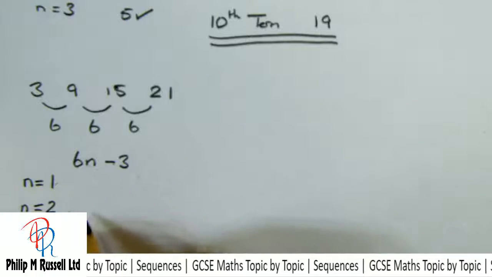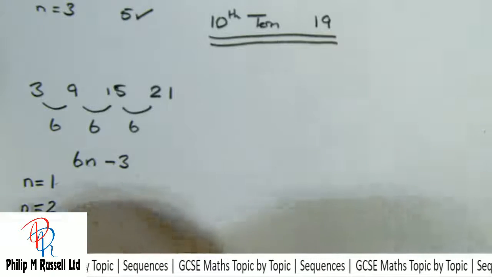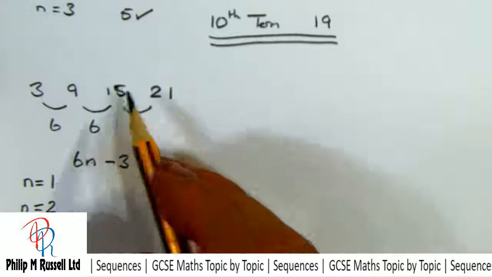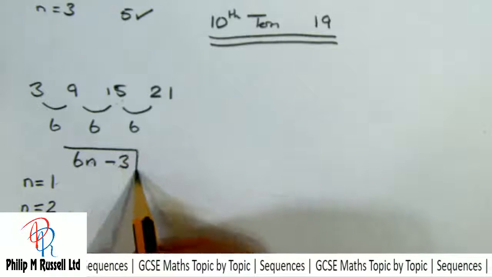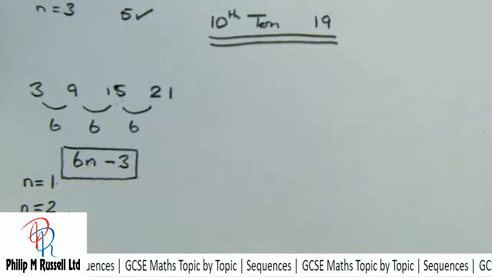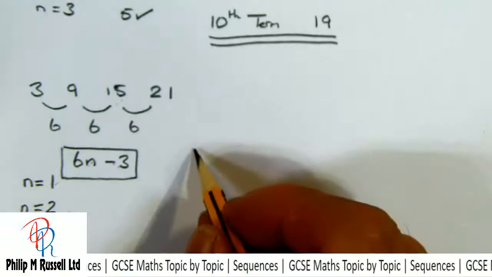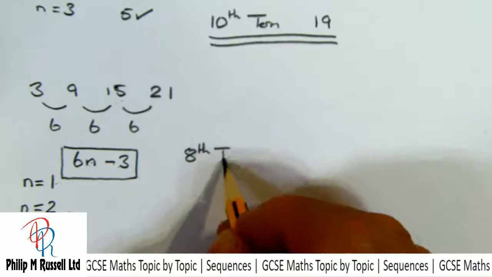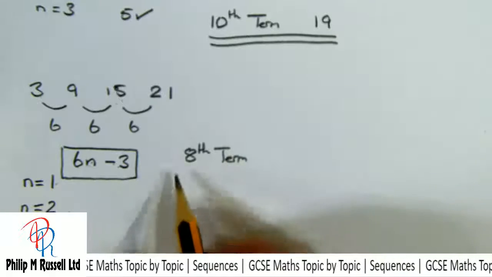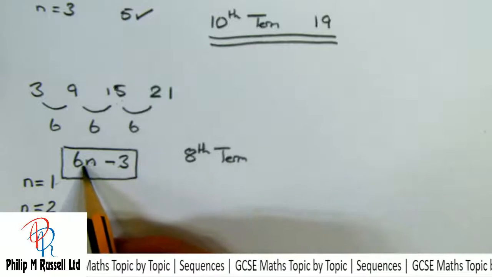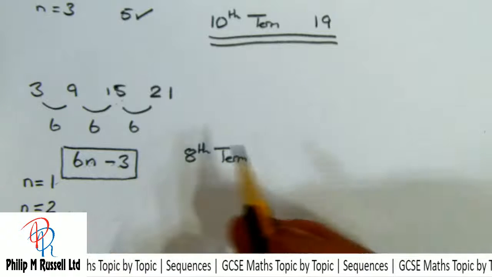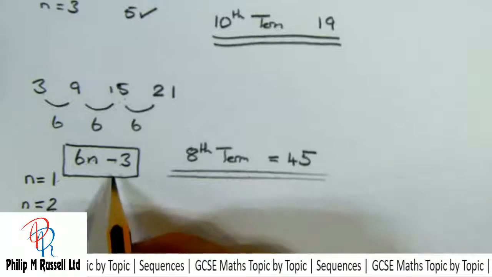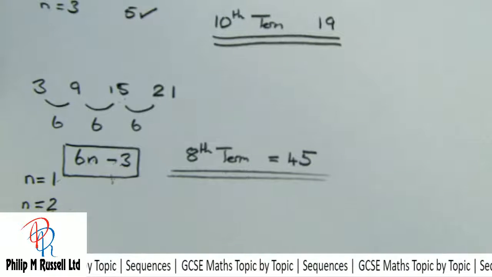Let's just check once more with n equals 3. 6 3s are 18, minus 3 gives me 15. So there we are, we've got our nth term, 6n minus 3. And if I'm asked to find the 8th term, then we go simply 8 times 6 is 48, minus 3 gives me 45. So I can work out any particular term once I've got this nth term done.